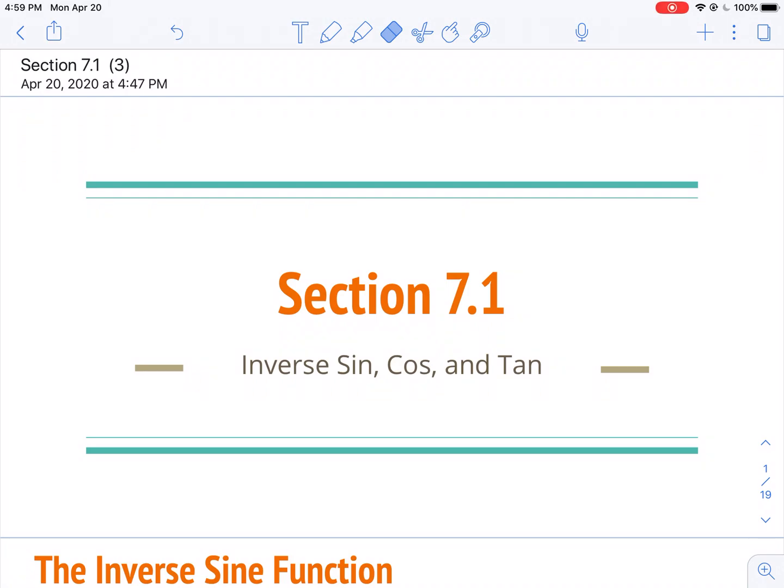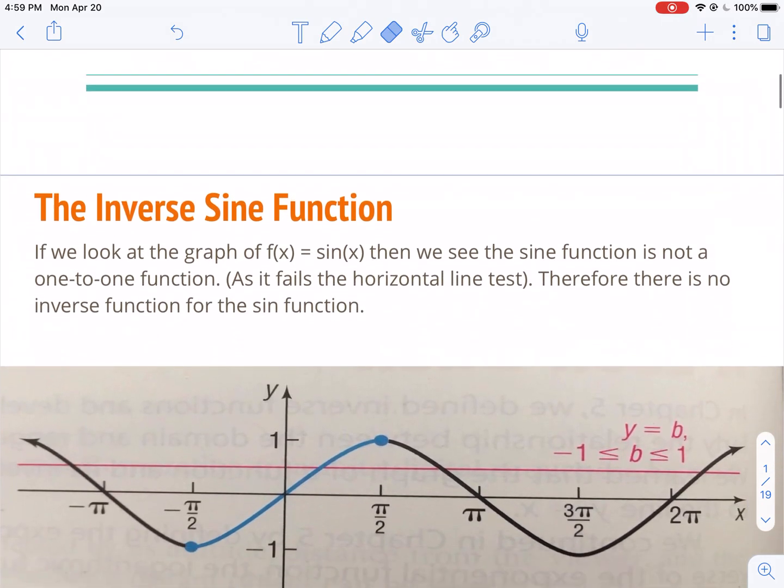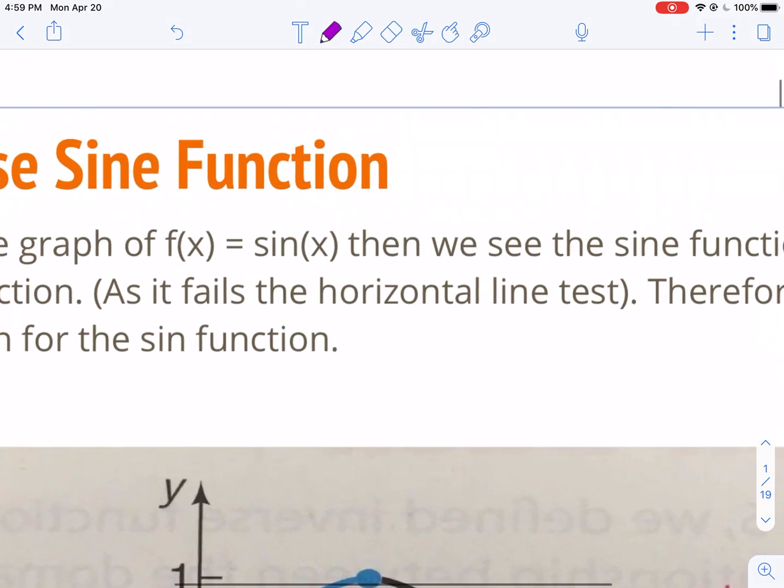This is the section 7.1 part 1 notes, the inverse sine, cosine, and tangent. Now, as I said on Zoom, these are going to be kind of some lengthy notes, but that's okay. We're going to be able to work through this without any major issue. So we're going to start thinking about inverse functions. I'm going to think about the inverse sine function to begin with.